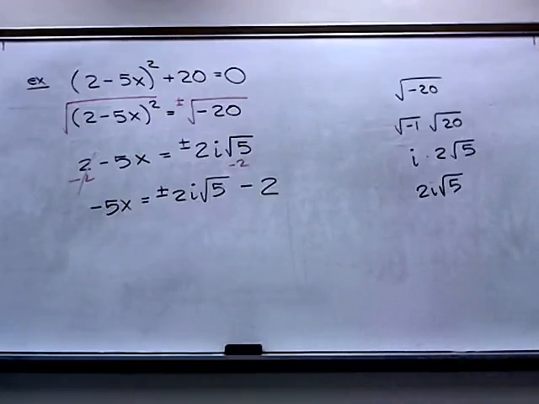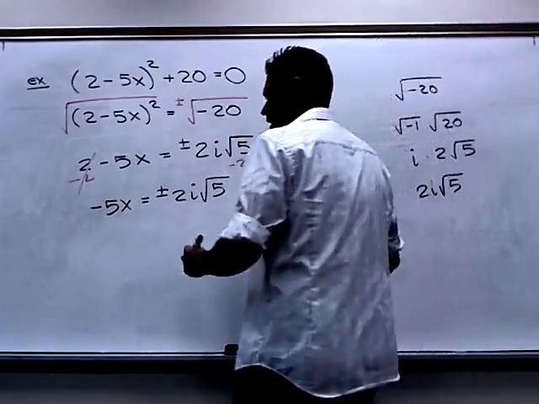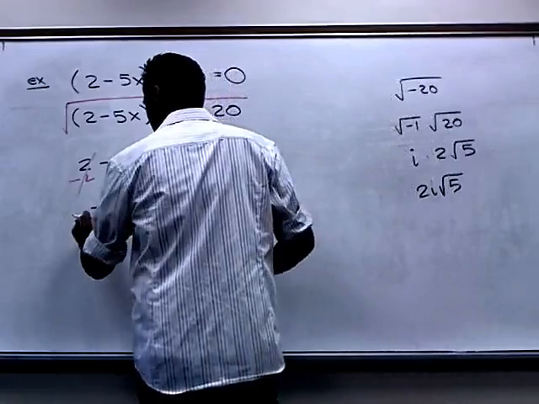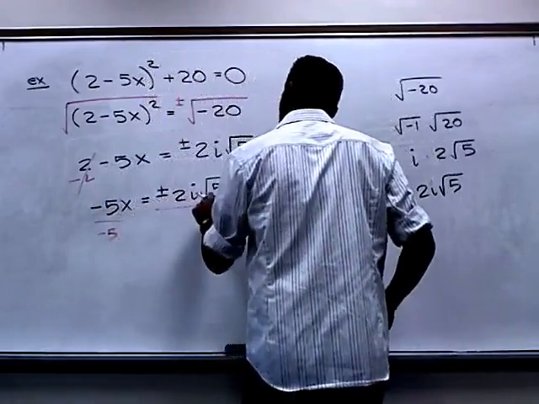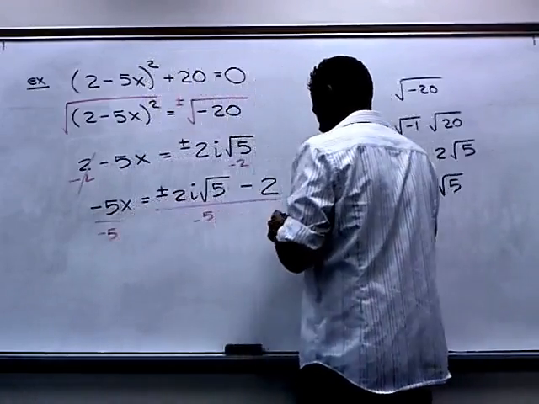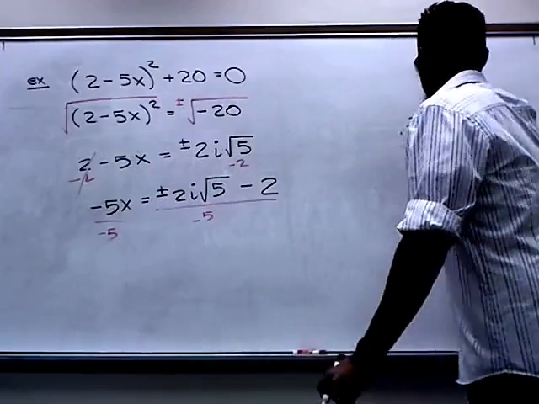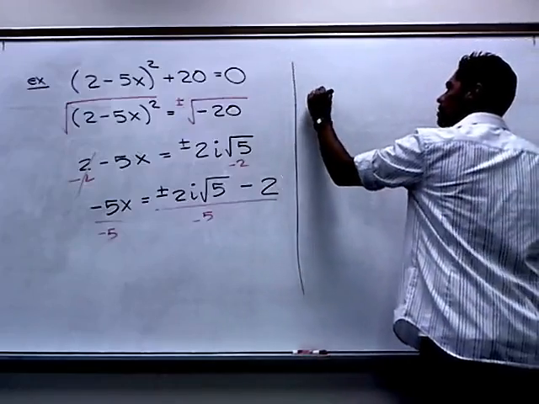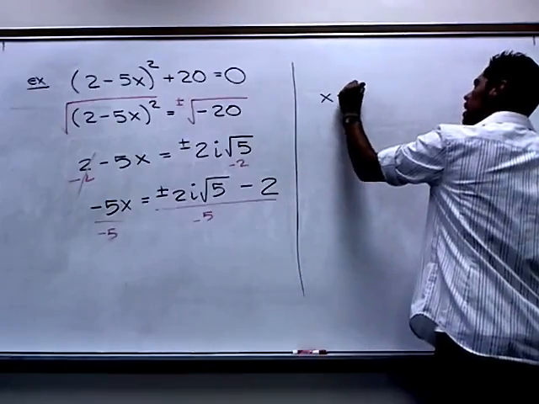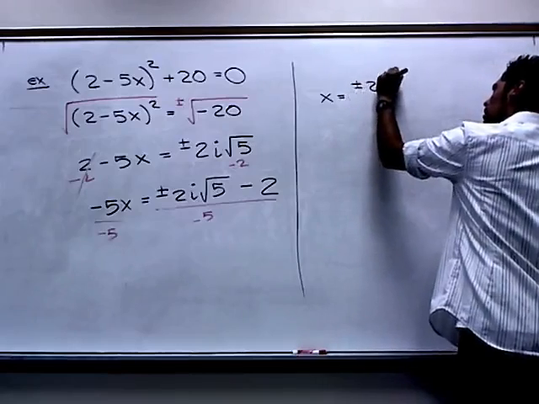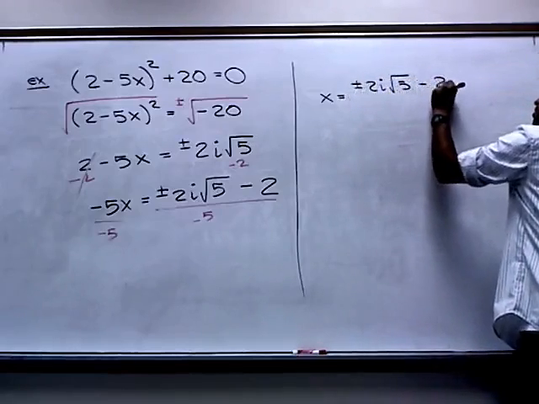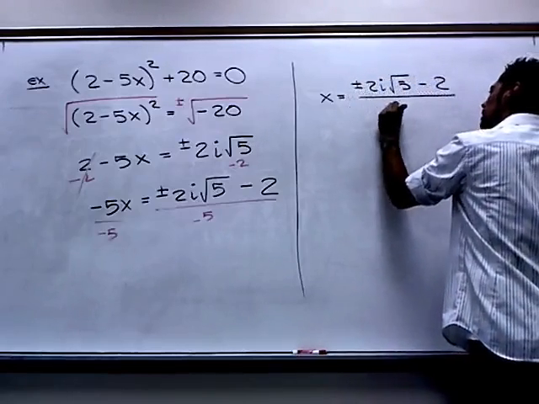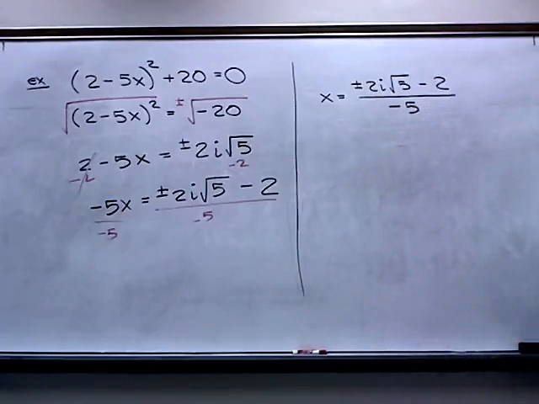What now, though? You would divide both sides by negative 5. So I divide the left side by negative 5, the entire right side by negative 5, to give me this. x equals plus or minus 2i square root of 5 minus 2 over negative 5. What is it? That's the answer.